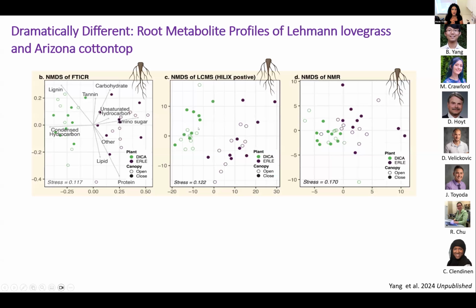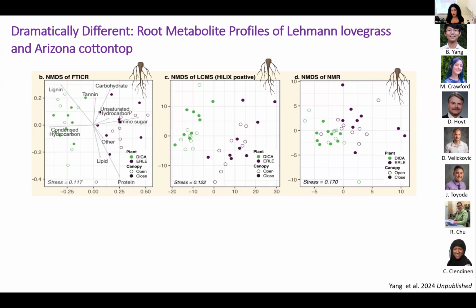What I'm showing on this figure is an ordination analysis, in particular NMDS analysis, or non-metric multidimensional scaling analysis. It allows us to look at the metabolic profile in each sample and see how it's similar or different to other samples. Here I'm showing you the data from 3 analytical platforms. We have FTICR on panel B, LCMS in the middle, and then NMR on panel D. Each circle represents one sample.